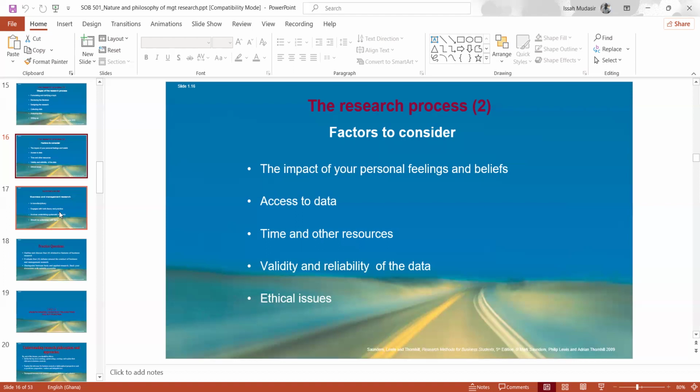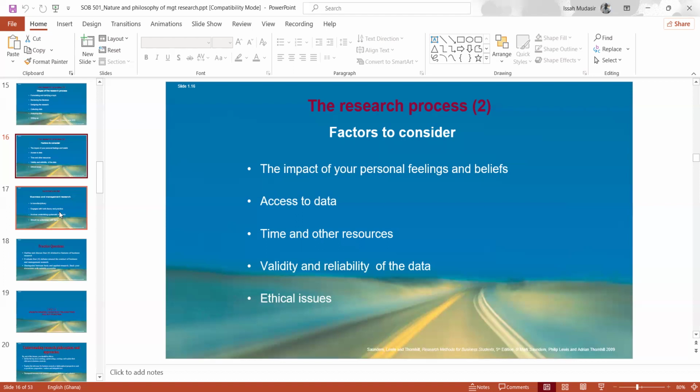There are some research topics that I will not find very interesting, due to my beliefs and my values. So I will not venture into those topics, no matter what. I will never conduct research on those areas. So you must know your personal beliefs, your personal values, as a researcher. Then access to data.